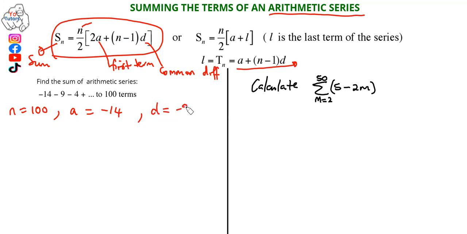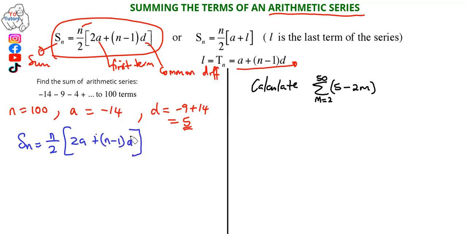So it's going to be minus 9 minus, which gives plus 14. Minus 9 plus 14 is going to give us 5. Okay, so we'll get our d as 5 there. Now, to write our formula, Sn is equal to n over 2, in bracket 2a plus n minus 1 d. So in this case, we're just going to plug in what we have.